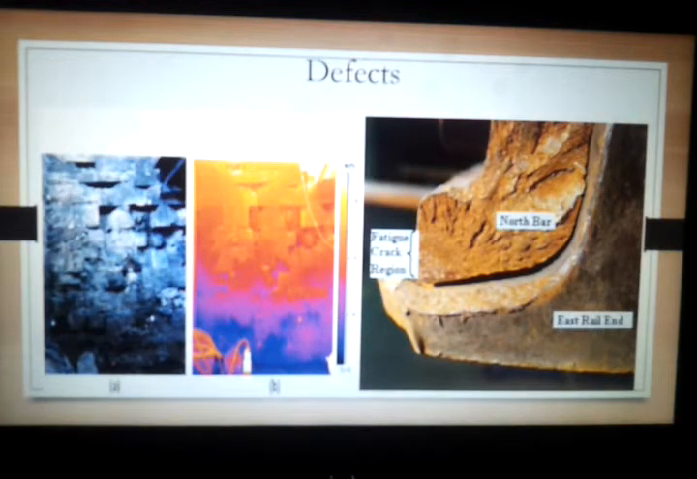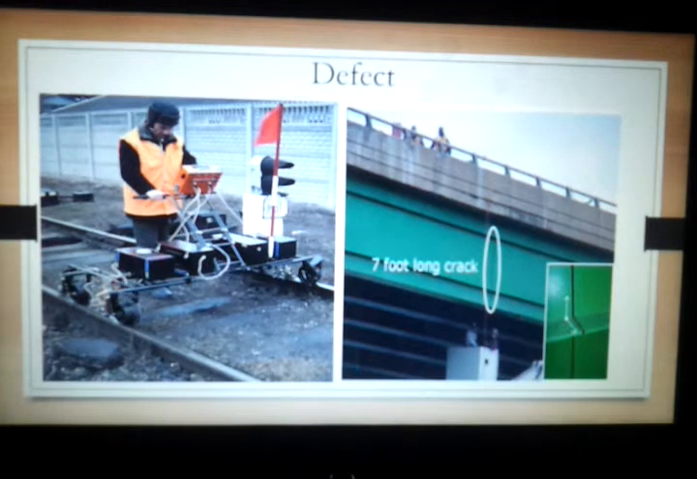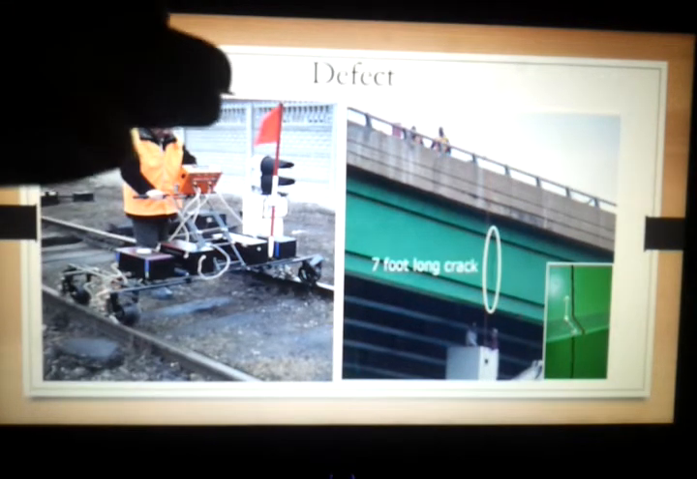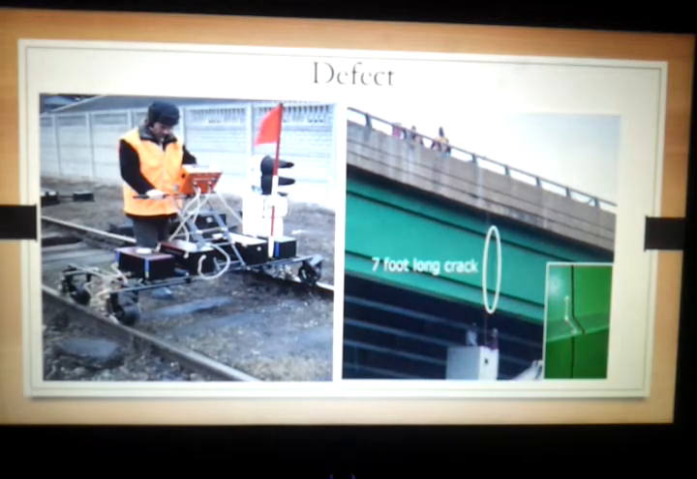One is observed in a wall, which is moisture content in the wall. Another one is a defect that is fatigue and crack in railway bars. So this is one of the techniques which is used to detect the defects in railway lines by using ultrasonic testing. And this one is a 7-foot long crack on a bridge, which is also a very big defect.